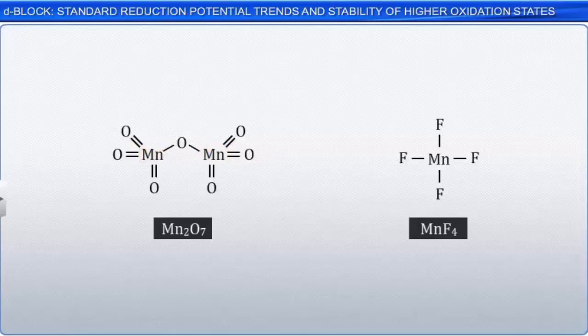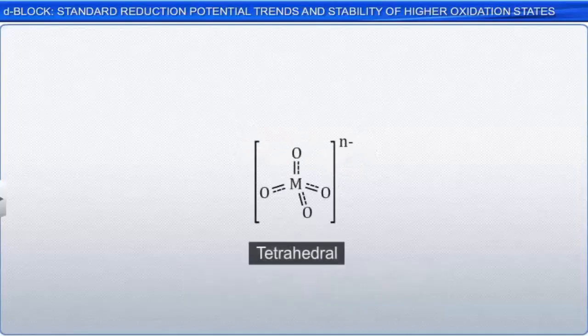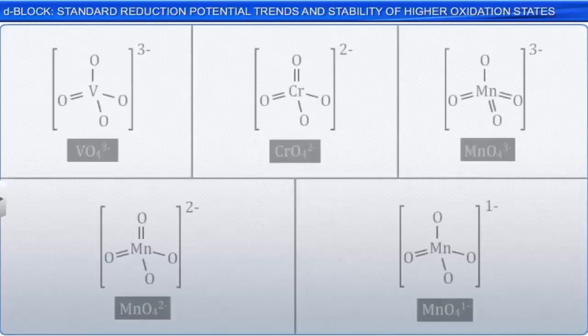This ability can be clearly seen in the covalent oxide, manganese heptoxide. In this compound, each manganese atom is surrounded by 3 doubly bonded oxygen atoms, including an Mn-O-Mn bridge. Similarly, oxygen also forms double bonds in the tetrahedral MO4^n- ions, known for vanadium(V), chromium(VI), manganese(V), manganese(VI) and manganese(VII) ions.